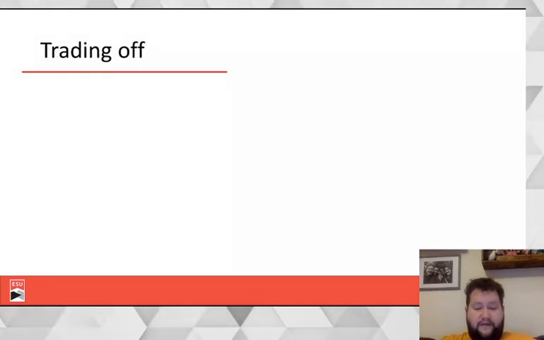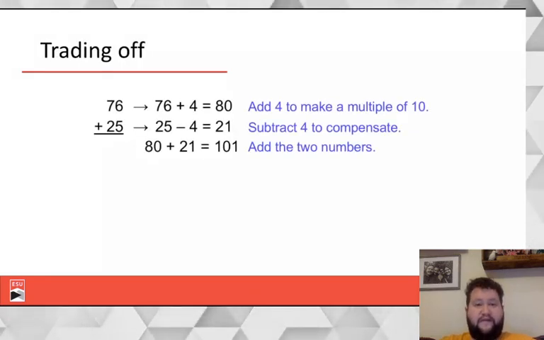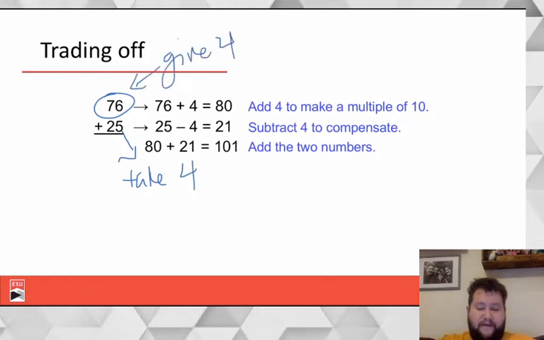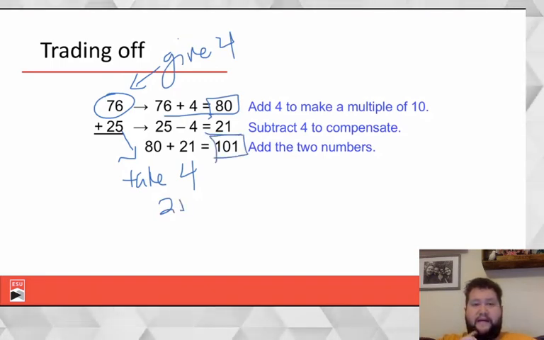Trading off, if we have 76 plus 25, you can take 76, you can take 4 from the 25, and then we give 4 here. So 76 plus 4 equals 80. And then after we took 4 away, we were left with 21. So 80 plus 21 is 101.